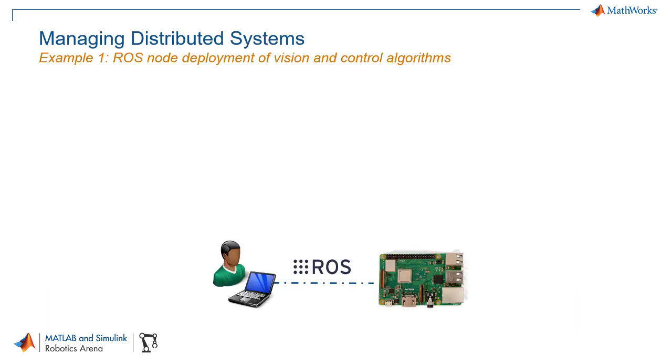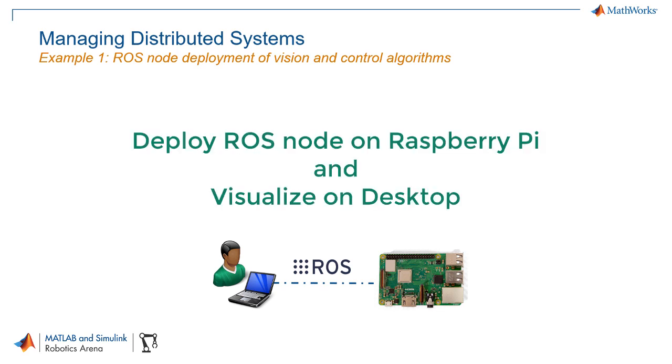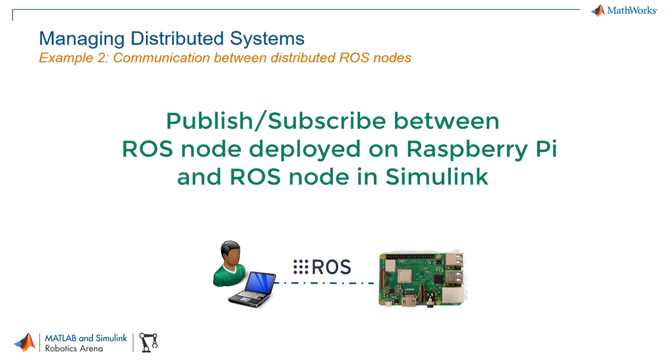Today, we'll showcase two different examples. In the first example, we will deploy ROS nodes which have vision and control algorithms on the Raspberry Pi, and we will validate these algorithms using another Simulink model which will be used for visualization. And the second one is built on top of the first one, where we are showing communication between distributed ROS nodes, one which is on the Raspberry Pi and the other one is on your desktop.